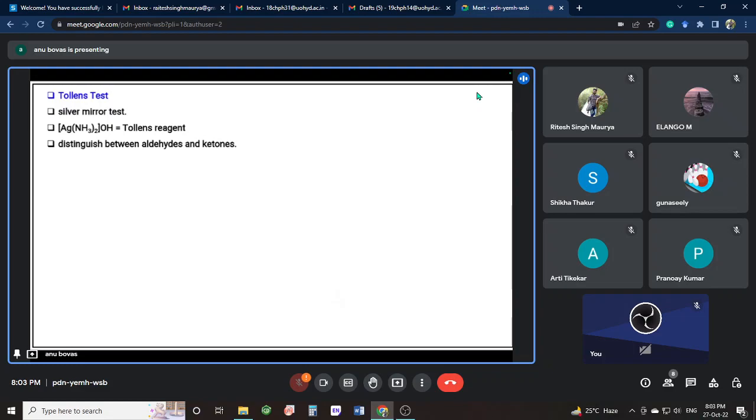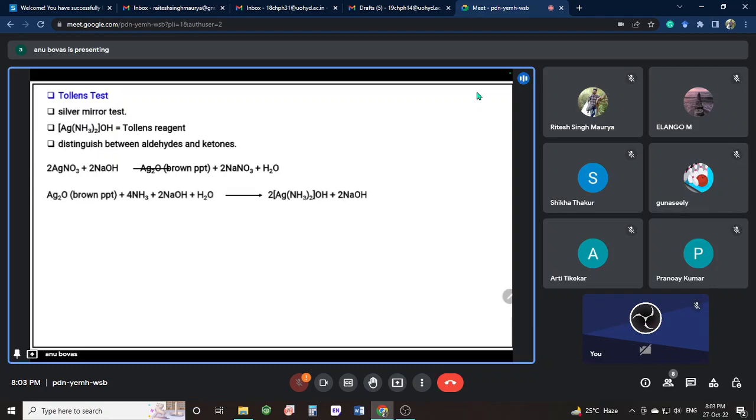So in this case, we have Tollens reagent as silver, [Ag(NH3)2]OH. It basically distinguishes between aldehydes and ketones. What basically happens is that this Tollens reagent is not stable. So in that case, we prepare Tollens reagent in the lab itself, freshly preparing.